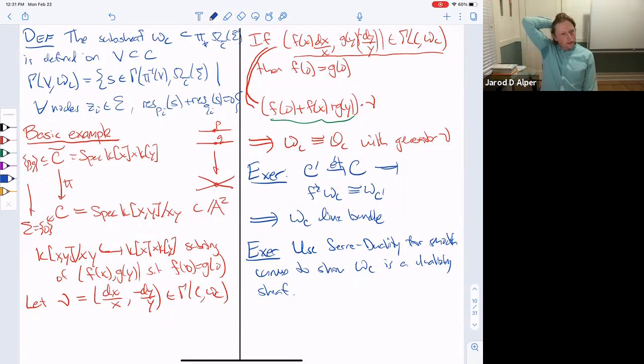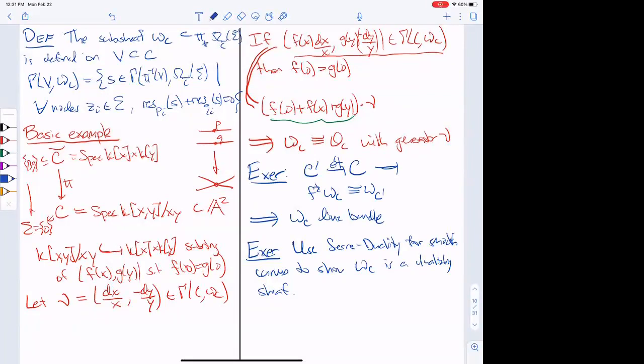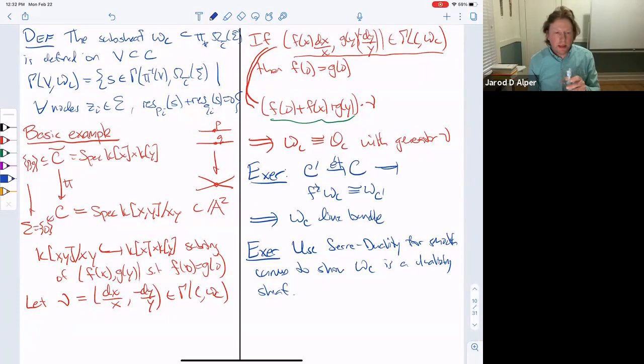Any questions? So it's just a property of normalization that every node has two pre-images? Yeah, exactly.